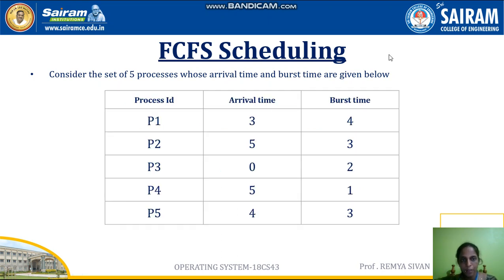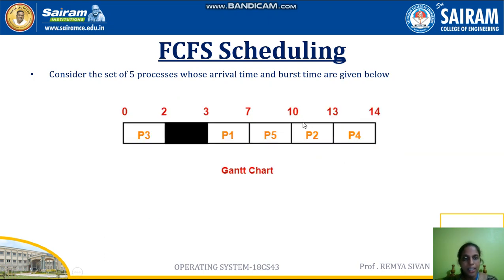Now P2 and P4 are there. Both came at time 5. In that case, you have to go for the smaller process ID first. P2 is the smaller process ID, so P2 will be executing first. P2 required 3 milliseconds. At time 10 it will start, and it requires 3 milliseconds, so till 13 P2 will be executing.